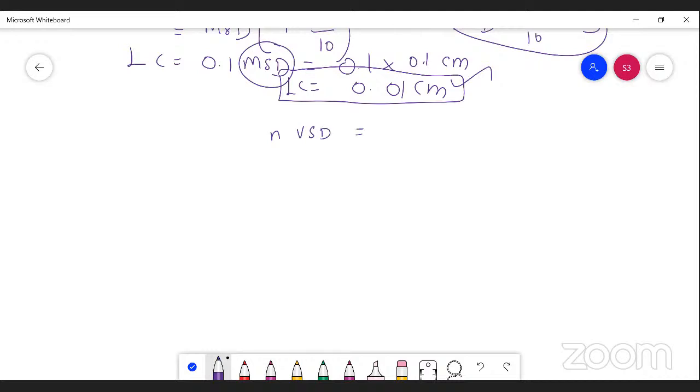The general formula: n vernier scale divisions is equal to m main scale divisions. So 1 vernier scale division is equal to m divided by n main scale division. So what is the least count formula?